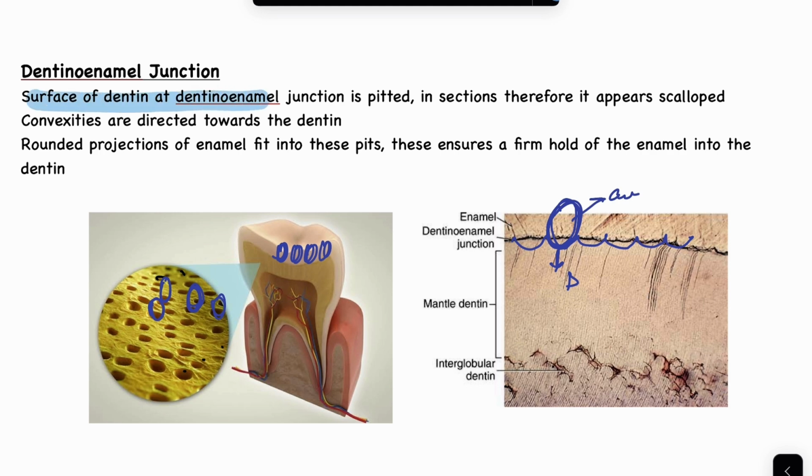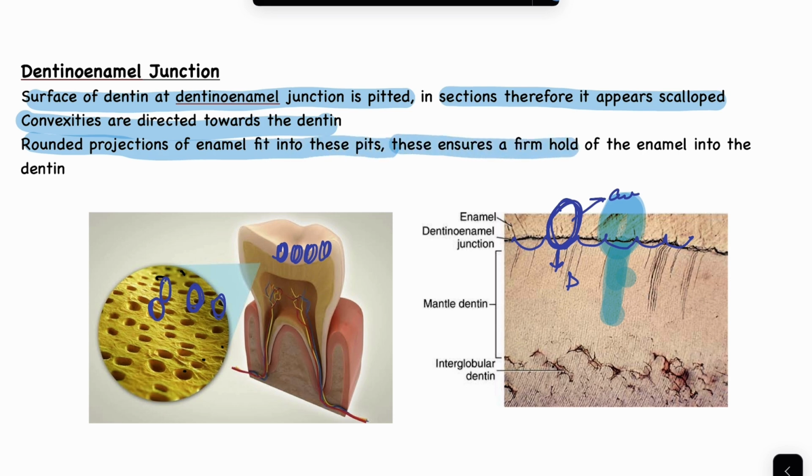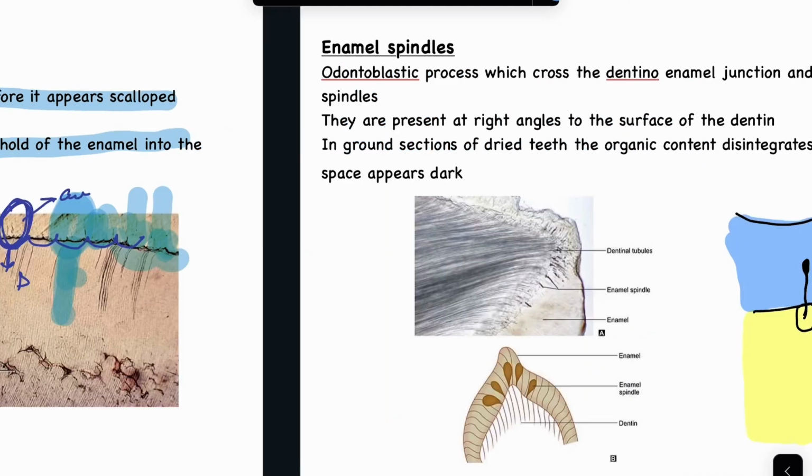The surface of the dentine at the dentino-enamel junction is pitted. The section therefore appears scalloped. Convexities are directed towards the dentine because obviously there was an ameloblast sitting over here. The rounded projections of enamel fit into these pits. This ensures a firm hold of enamel into the dentine. So when the enamel is formed, it is actually embedded into this structure, so this is very tightly bound together. So this is the dentino-enamel junction.